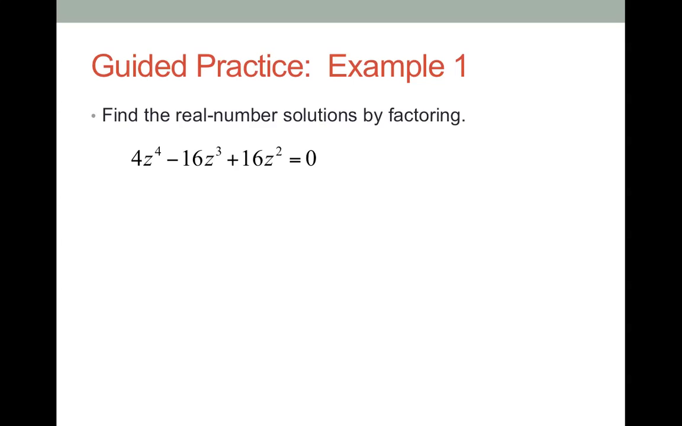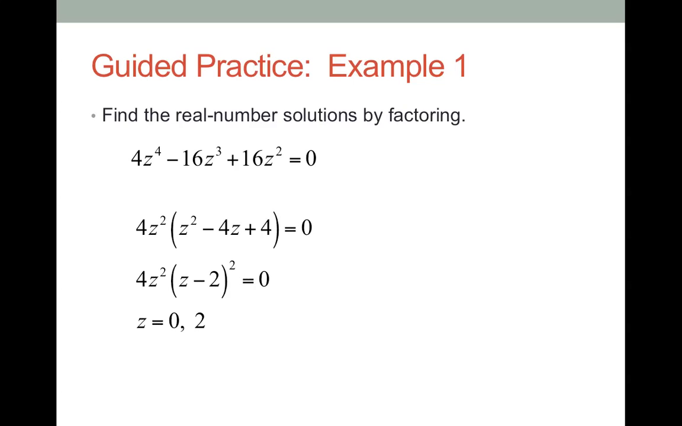All right, so our greatest common monomial factor in all three terms is the 4z squared. So when we divide that out, we end up with the trinomial of z squared minus 4z plus 4 in the parentheses. That can be factored another step into z minus 2 times z minus 2, or z minus 2 squared. And so we now have these two factors whose product is equal to 0.